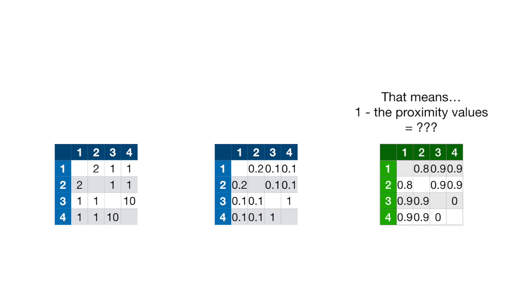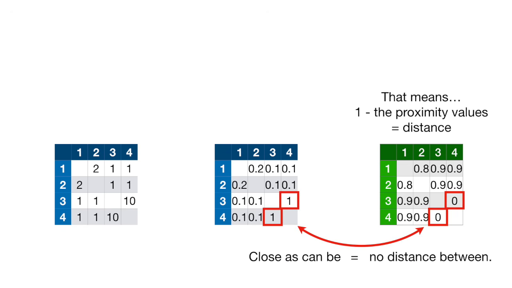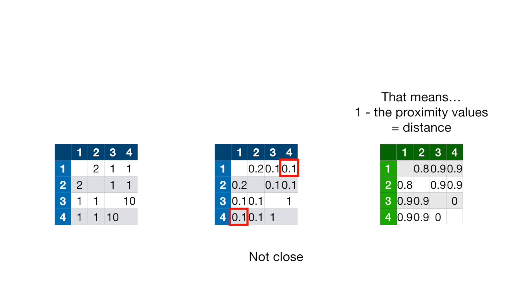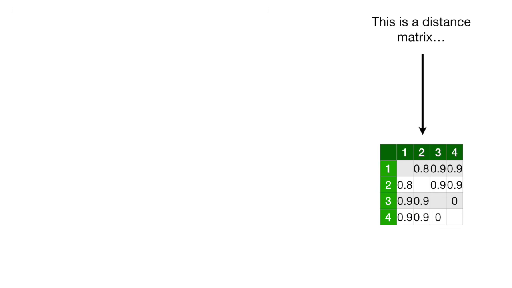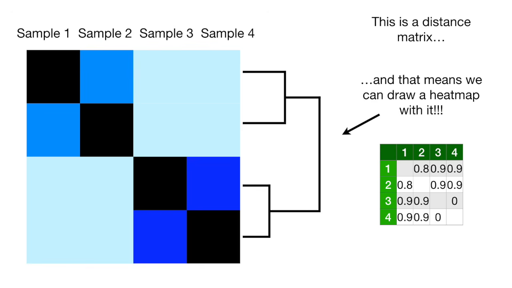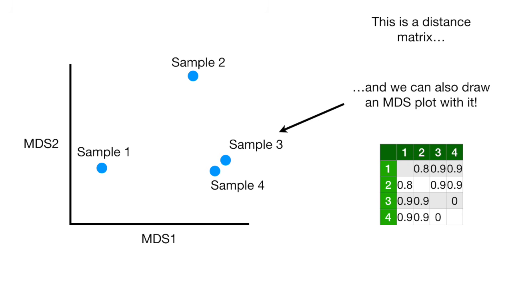That means 1 minus the proximity values equals distance. Close as can be equals no distance between. And not close equals far away. This is a distance matrix, and that means we can draw a heat map with it. If you don't know what a heat map is, check out the StatQuest. And we can also draw an MDS plot with it. And if you don't know what an MDS plot is, well, check out the StatQuest.